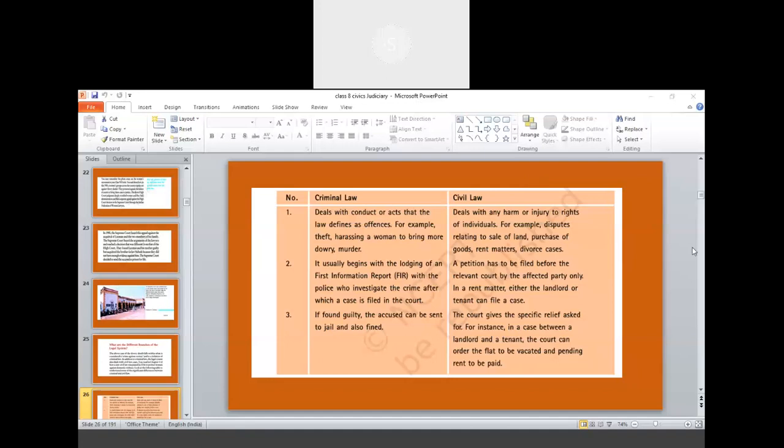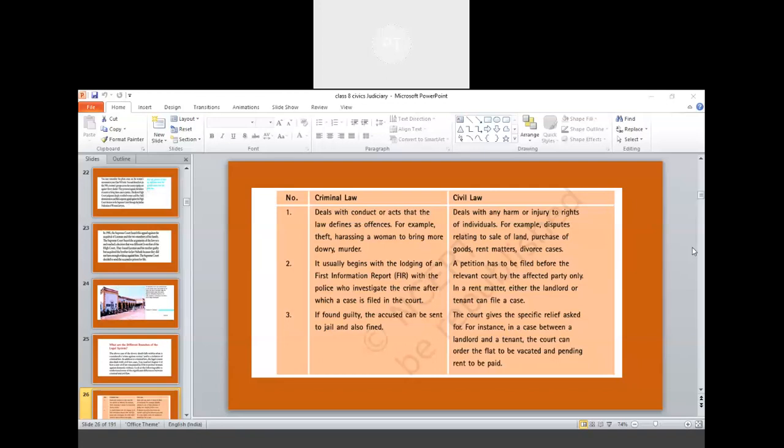Criminal law deals with conduct or acts that the law defines as offenses. For example, theft, harassing a woman to bring more dowry, murder. It usually begins with the lodging of a first information report (FIR) with the police who investigate the crime, after which a case is filed in the court. If found guilty, the accused can be sent to jail and also fined.